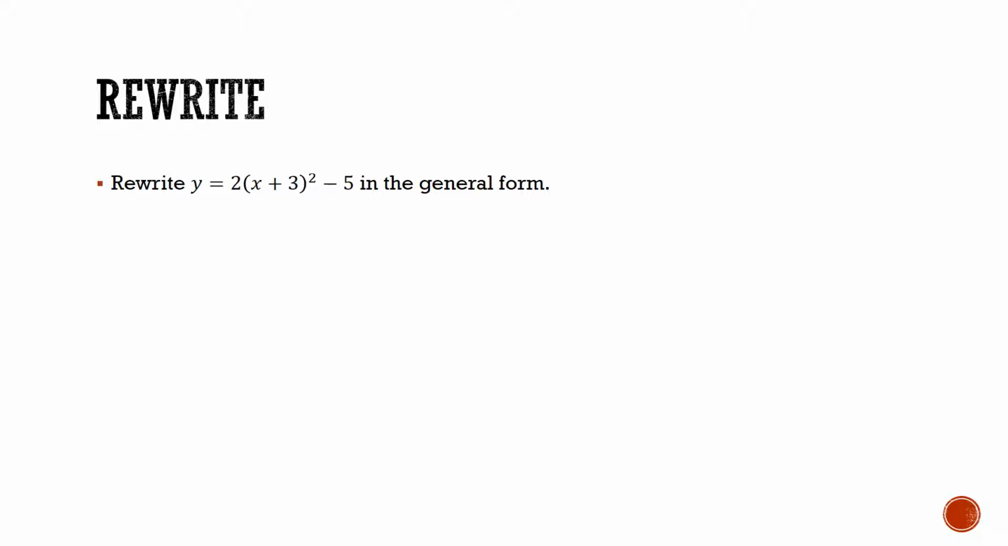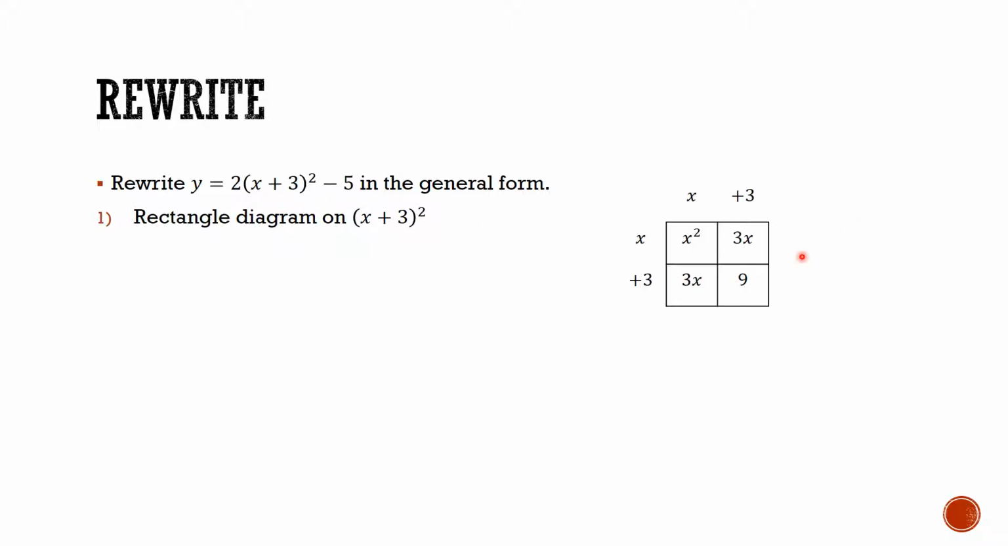All right, so now we're going to actually do an example where we go from vertex to general using the steps that I outlined in the last slide. So we're going to rewrite y equals 2(x plus 3) squared minus 5 in the general form. So first you start by doing a rectangle diagram on that thing on the inside, the x plus 3 squared. So you got x plus 3, you fill in the inside, you add to get out, and then you combine like terms. So this right here is the same as this.